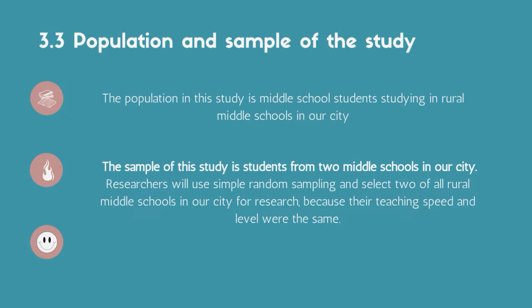The population in this study is middle school students studying in rural middle schools in our city. The sample of this study is students from two middle schools in our city. Researchers will use simple random sampling and select two of all rural middle schools in our city for research. Their teaching speed and level were the same.